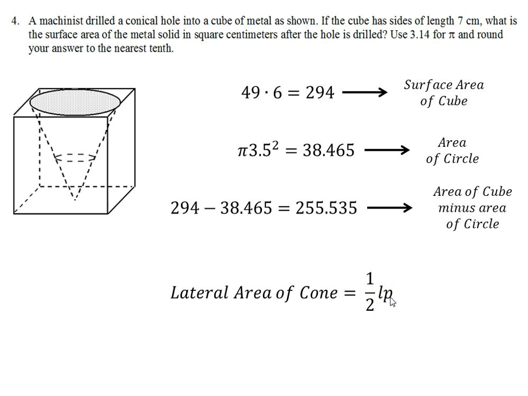That's pretty straightforward, right? No, that's not straightforward at all. So this lateral area of a cone is a problem in and of itself. Right now we're sitting at 255.535. That right now is the area that we have: area of the cube minus the area of the circle, but then we have this other area that we have to account for that now exists after this cone has been drilled in.